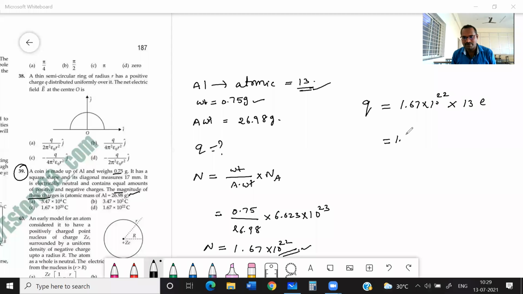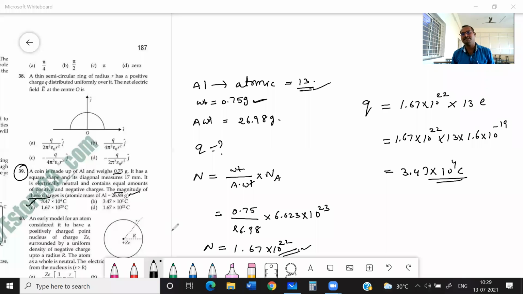So if you calculate 1.67 into 10 to the power of 22 into 13 into charge of electron or proton, how much? 1.6 into 10 to the power of minus 19 coulomb. If you calculate, you will get the total magnitude of charge on 0.75 grams of aluminum coin. Clear? Yes. So if you calculate all these things, you will get 3.47 into 10 to the power of 4 coulomb. Okay, students? Option A is the right answer for this.